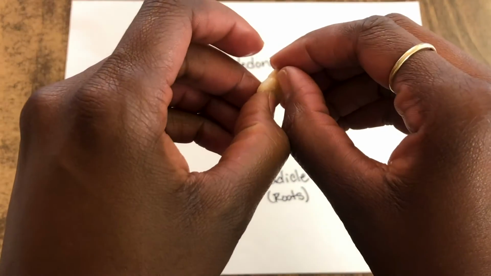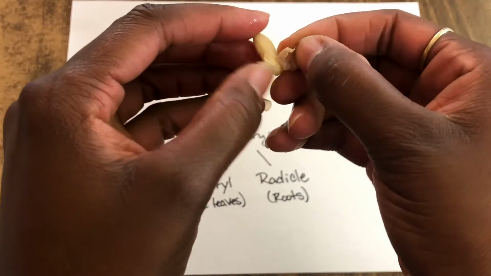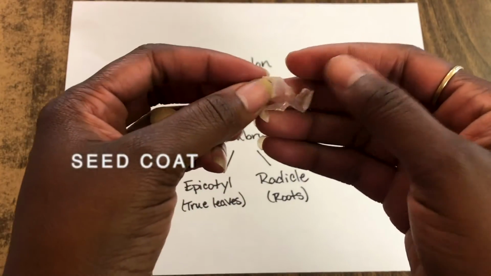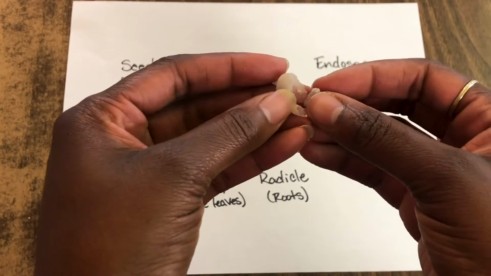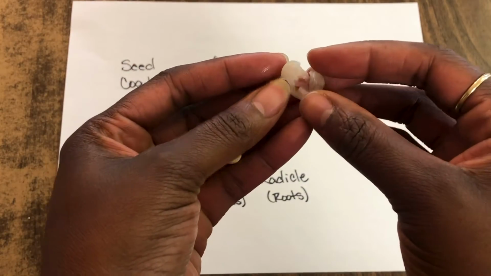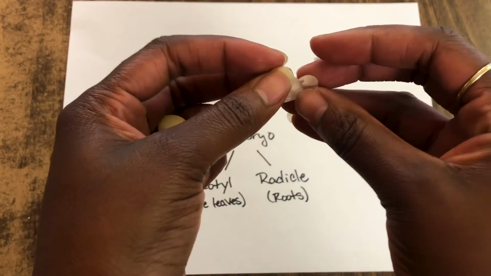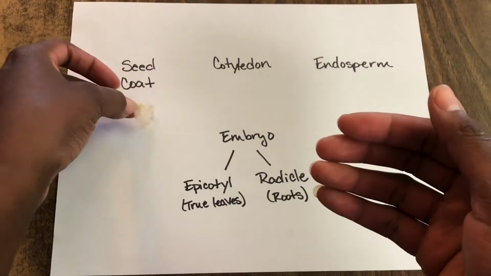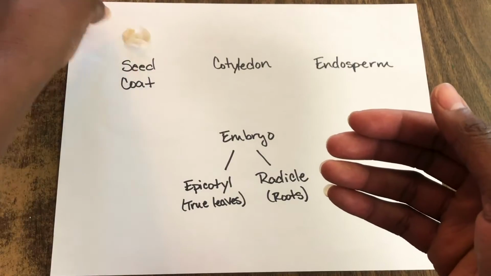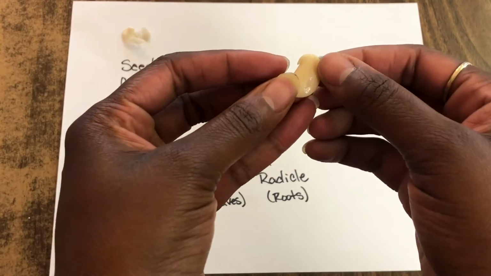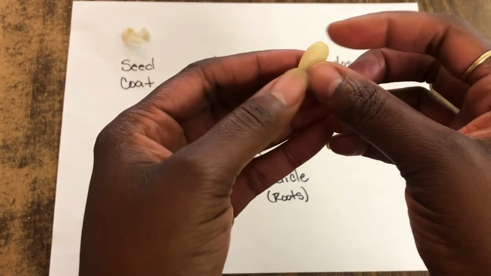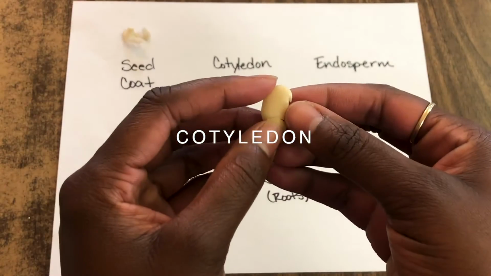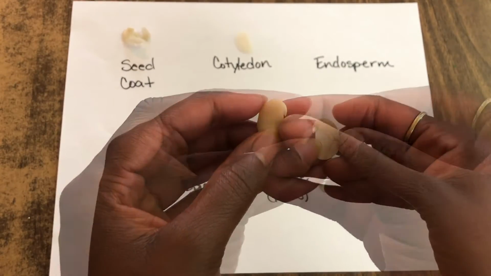The first portion of the seed is called the seed coat. This is the part of the seed that protects the seed from any pests or diseases that might harm it. And it also keeps everything within the seed in place. Next, the outer portion of the seed is called the cotyledon. That's what will turn into the first leaves of the seed.